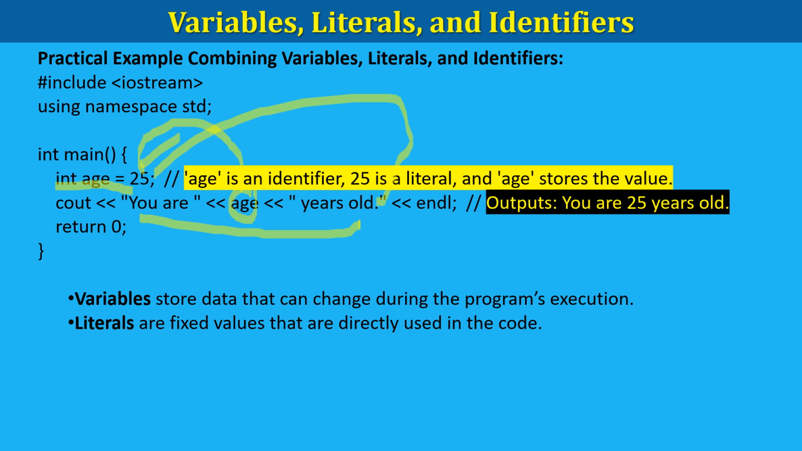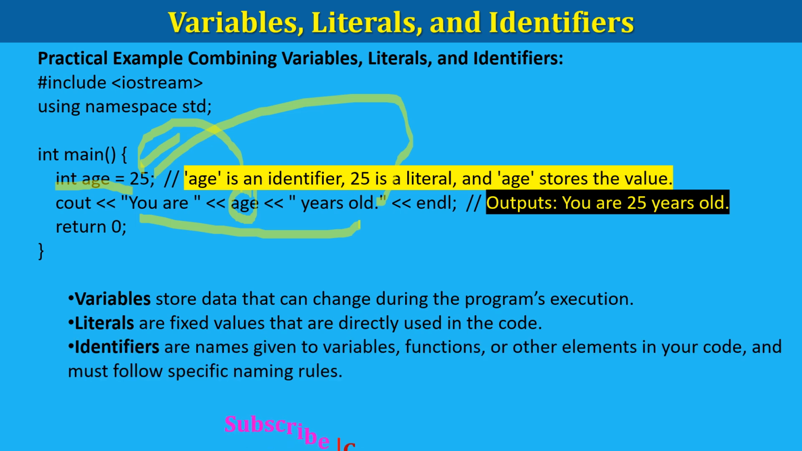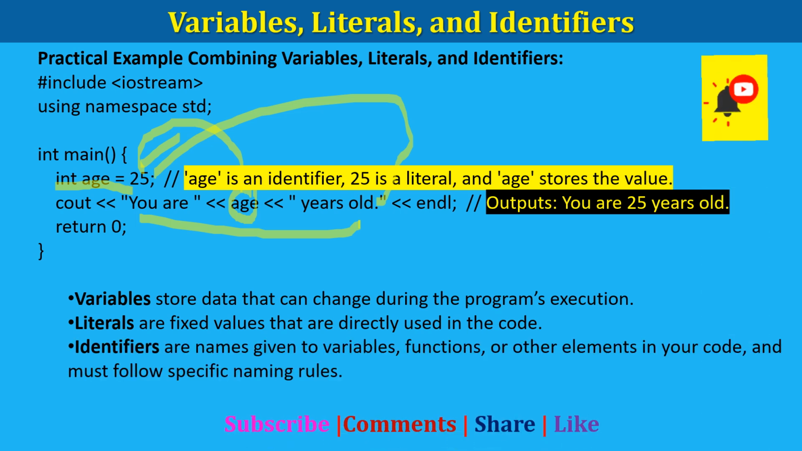So finally, a variable stores data that can change during the program's execution. Literals are fixed values that are directly used in the code, and identifiers are names given to variables, functions or other elements in your code and must follow specific naming rules.